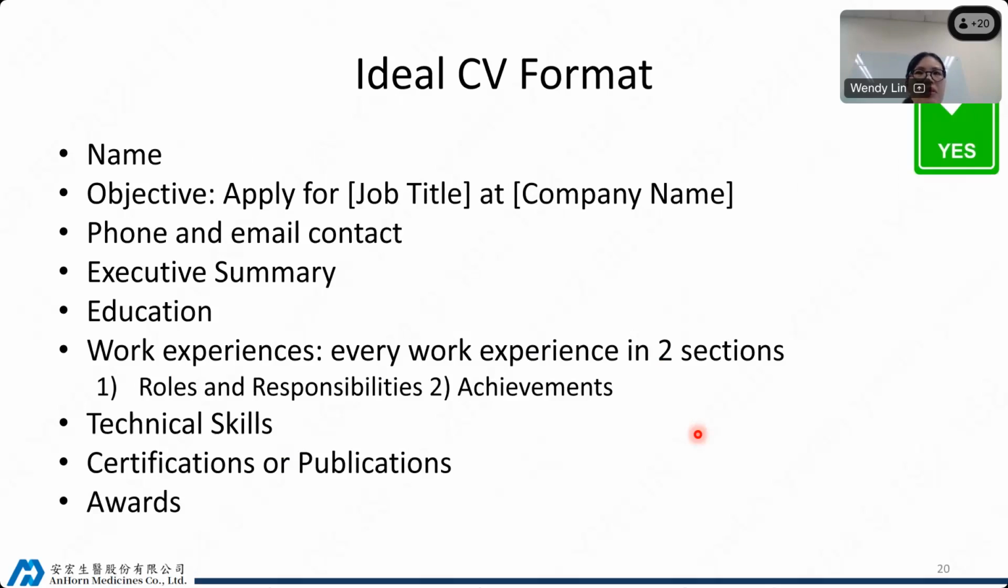And then we also mentioned that you should use active verbs to describe your work experiences. In this section, you should mainly highlight two parts. The first part is the roles and responsibilities in that period of work, and then your major achievements. And then the later section will be more like a supplement for your application, which is about the technical skills and certifications, publications, and awards. If you have a page limit, then you can put the last three elements in the later section.